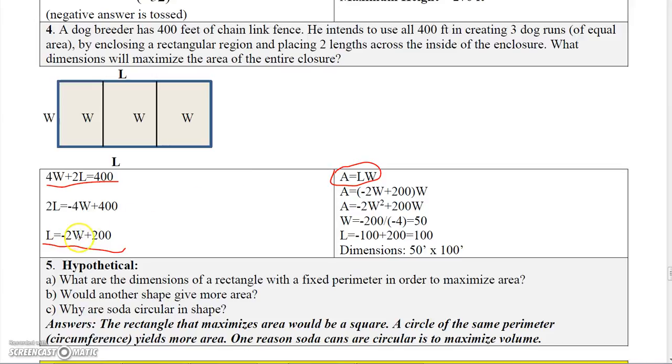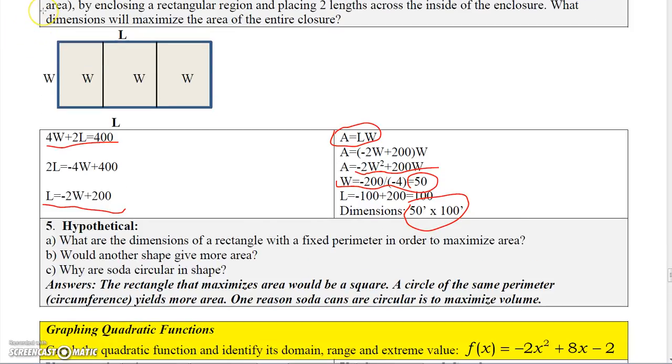So since I know L is minus 2W plus 200, I can put that in for L here, and I get minus 2W plus 200 times W. Then if you distribute the W, you get minus 2W squared plus 200W. And then using the vertex formula, I can find that W would be 50. And then plugging 50 back in for L, I can find that L would be 100. So the dimensions would be 50 by 100. And there's another hypothetical question you can ask.